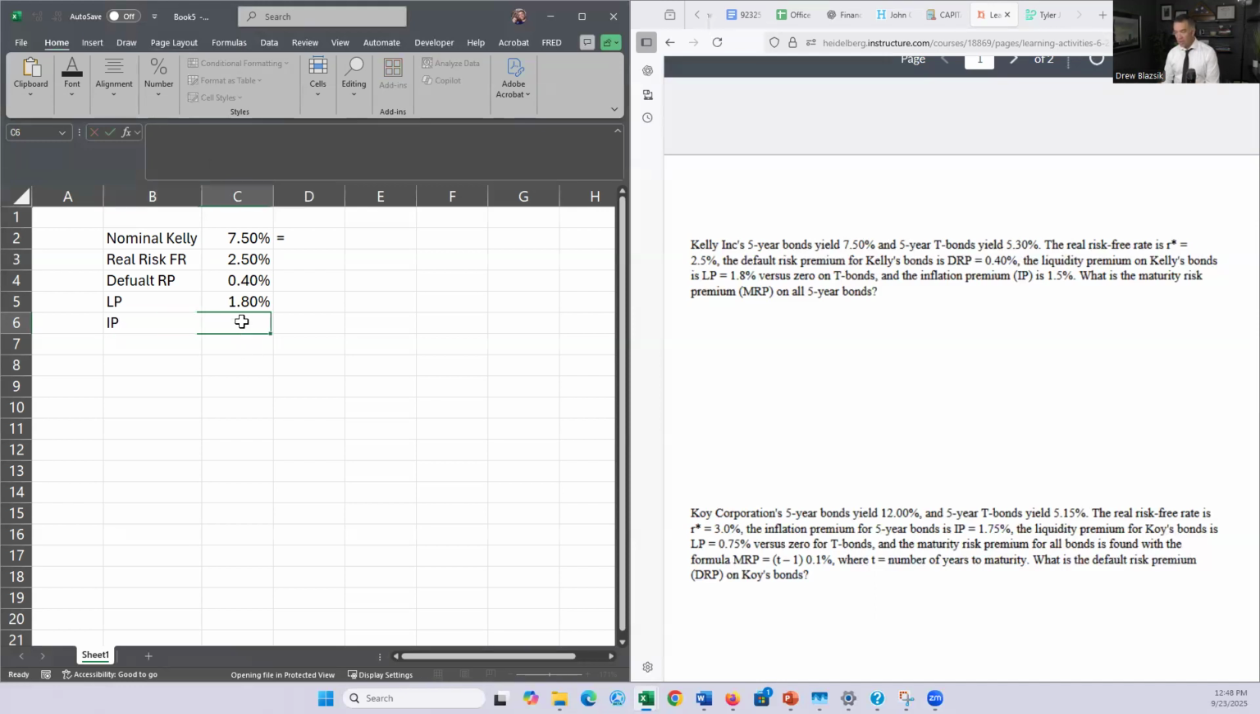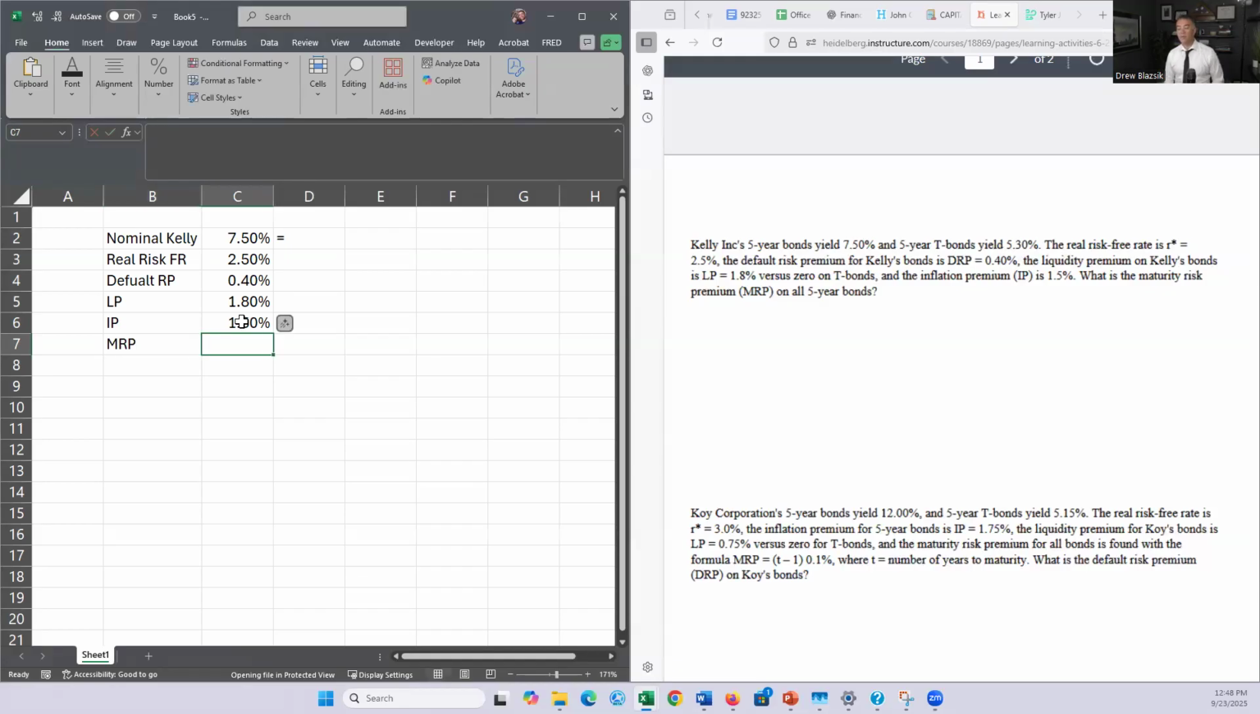Inflation premium goes the same way for a corporate bond or a U.S. Treasury, because depending on what happens with inflation, whether it goes up or down, there's going to be a premium to make up the purchasing power you would lose. So if they're going to pay you back next year, they're going to pay you 1.5% for that inflation because you lose purchasing power as the year goes on. So that's 1.5%. And then next and last is maturity risk premium.